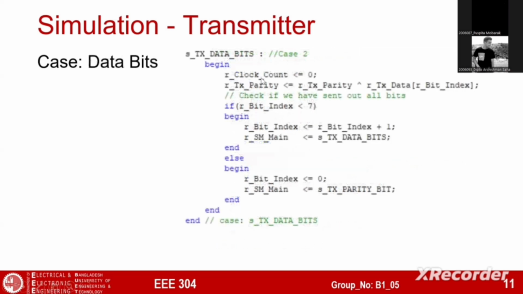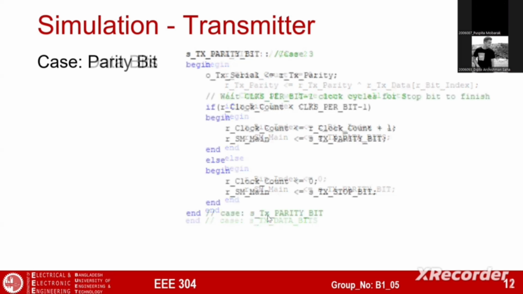Now for the data bit case, here we are also checking the parity using this line, RTX parity is equal to RTX parity XOR RTX data. So in this case, the parity is updated for each bit, and later on after the data is transmitted, we will check it. And here we have seen that the bit index is also updated because we have to execute data bit for 8 bits. When the 8th bit is completed, it will move to the next state, but until then it will execute the data bit state.